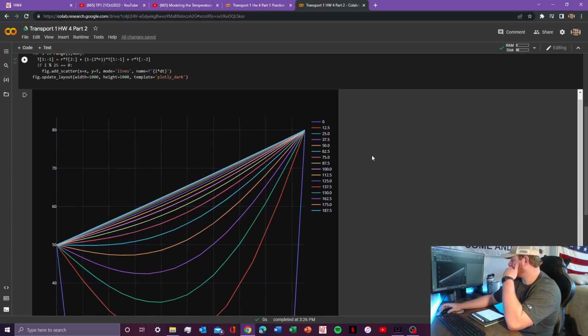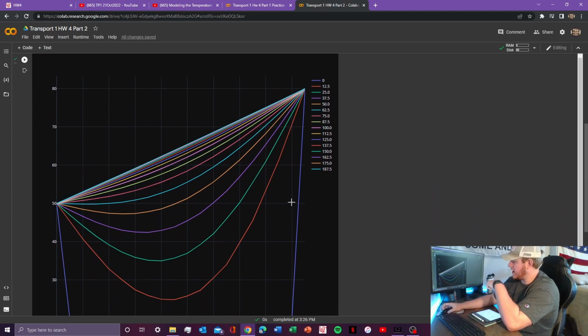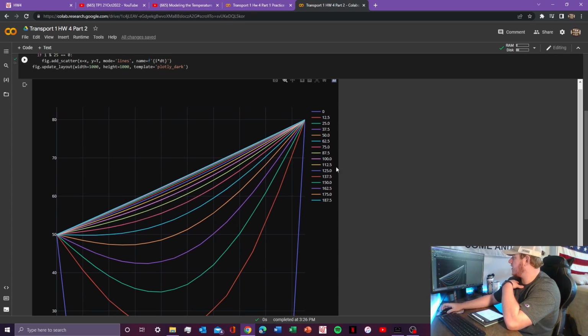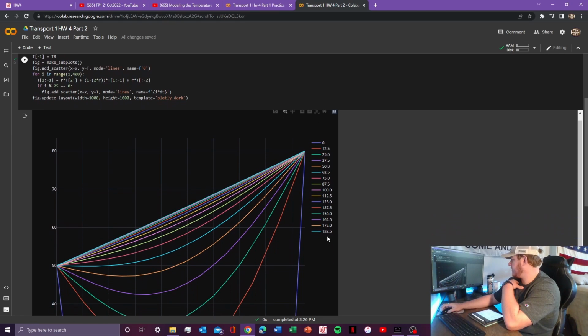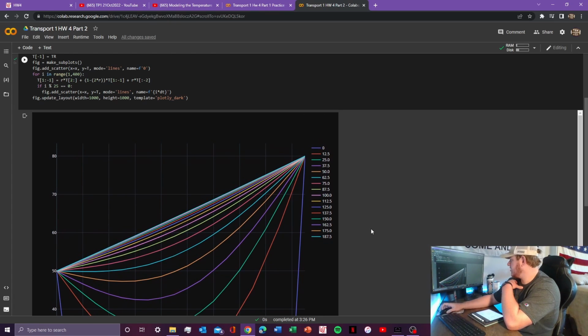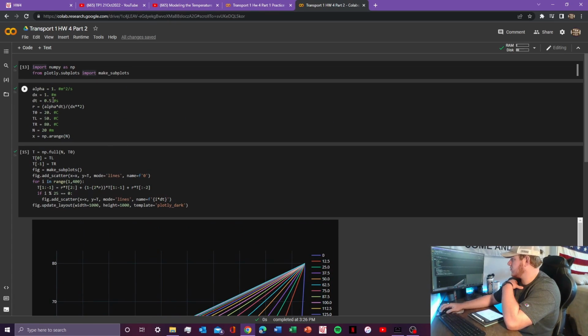Alright. So here is our graph, or our graphs for the temperature and the time as it changes. And you can see our linear graph is 187.5. That's right here. Now let's just change the time step by 0.01. That's it, 0.01. Let's see what happens.